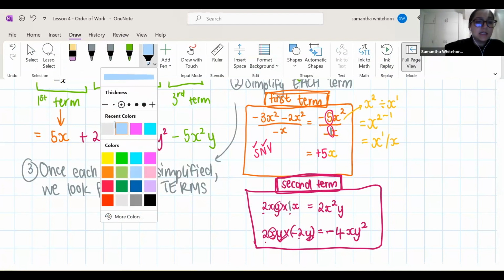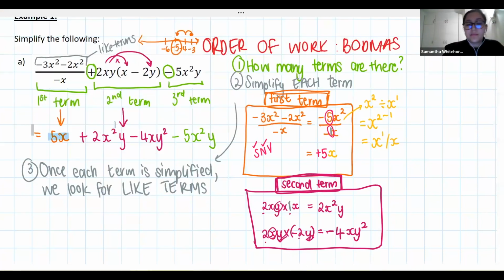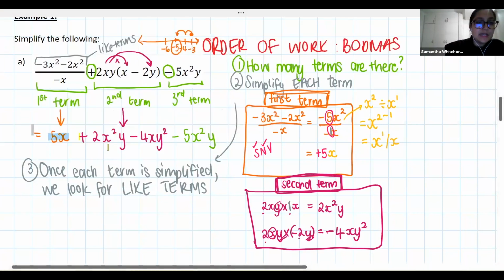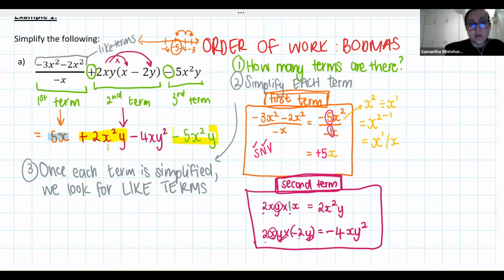So if I grab my highlighter, I've got a 5x term. There's no other term with just an x in it. So that's it. It's got no friends. It's got no like terms with it. We leave it. My next term that I've got is a term with x squared y. I can see that I've got another term with x squared y as my third term of minus 5x squared y. They both have an x squared and then a y with the power 1.